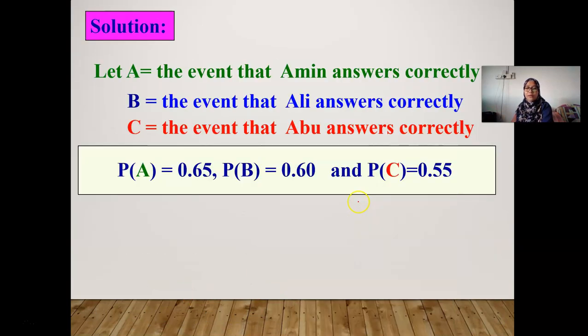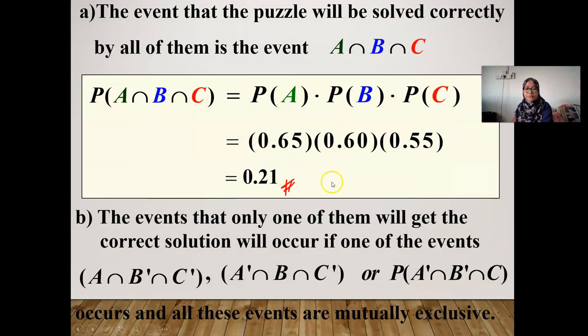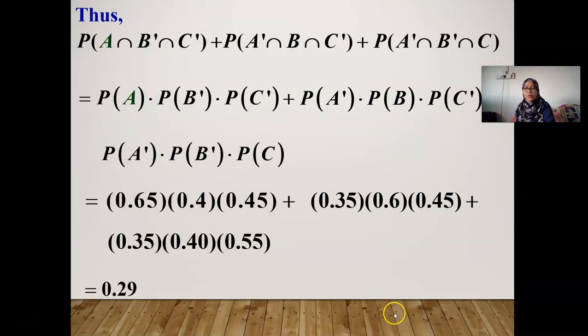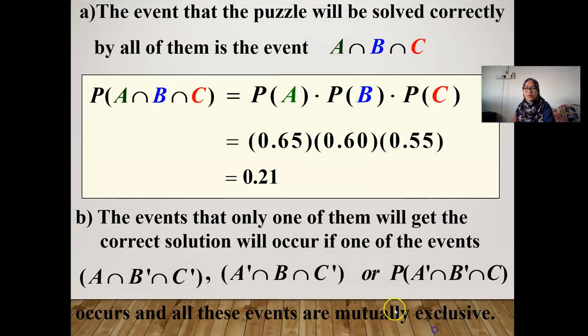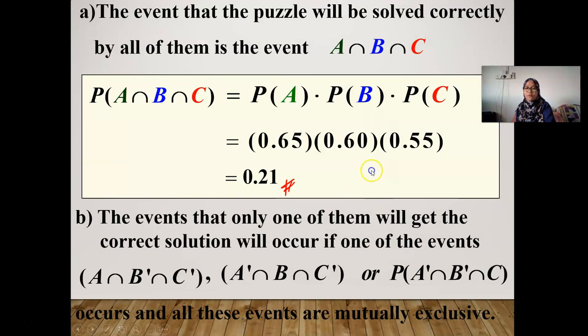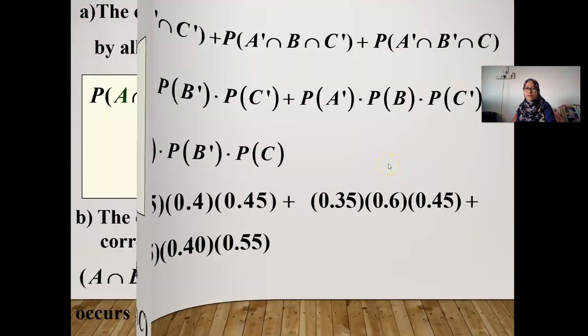Okay, so you just add up all together. Mutually exclusive, where your A, B, and C do not overlap each other.